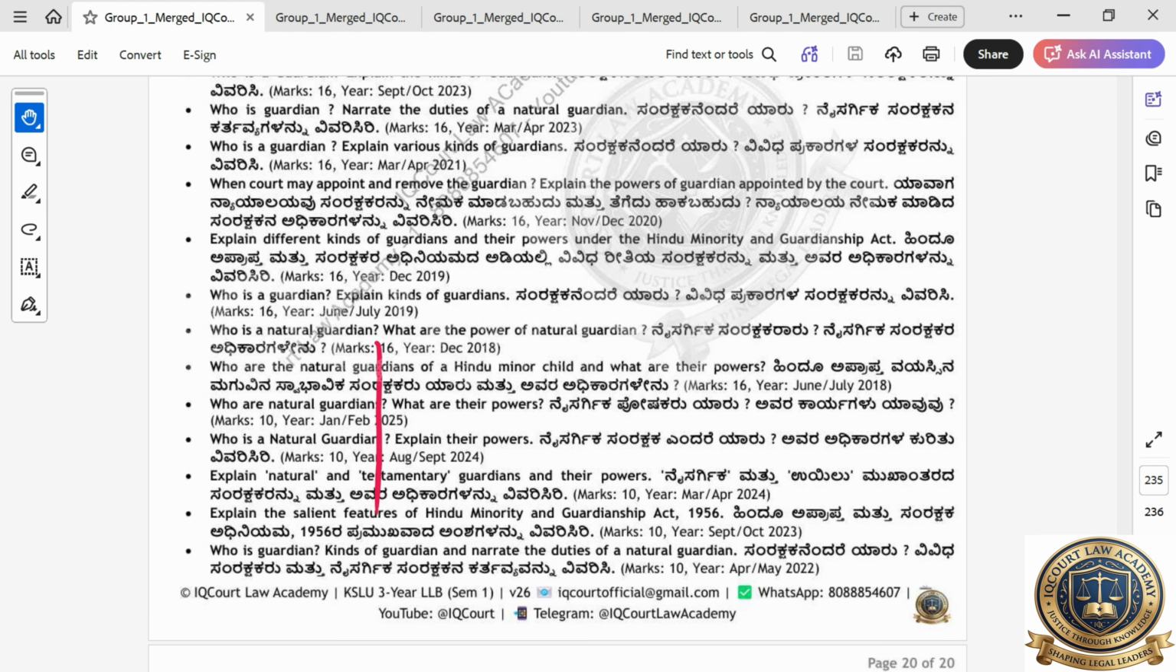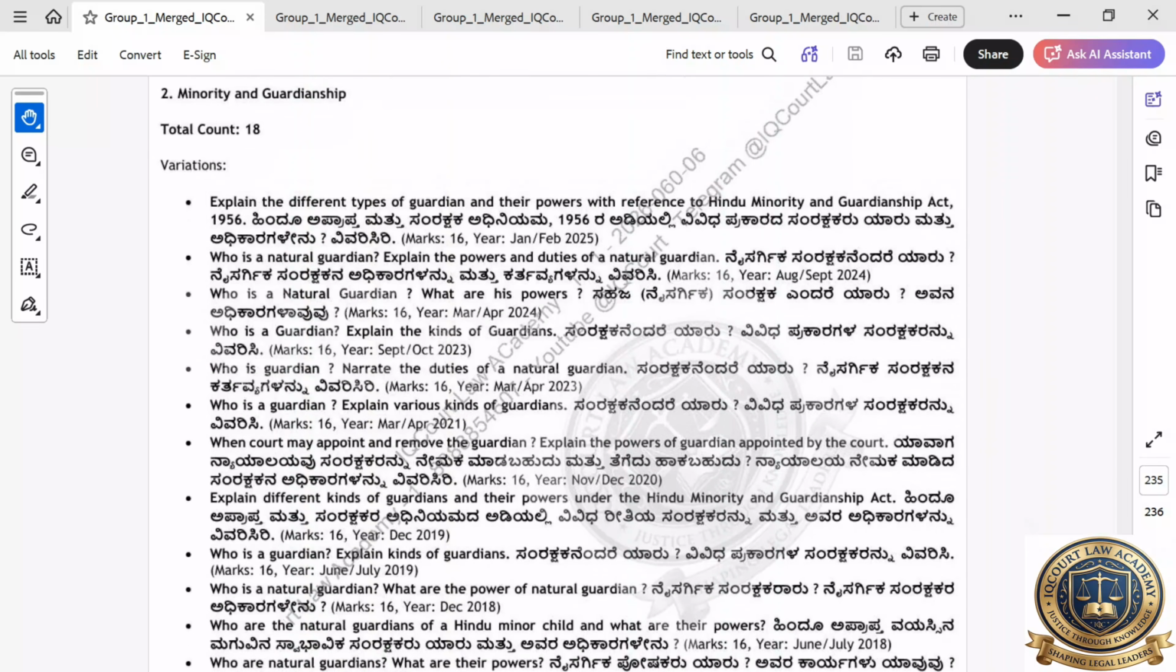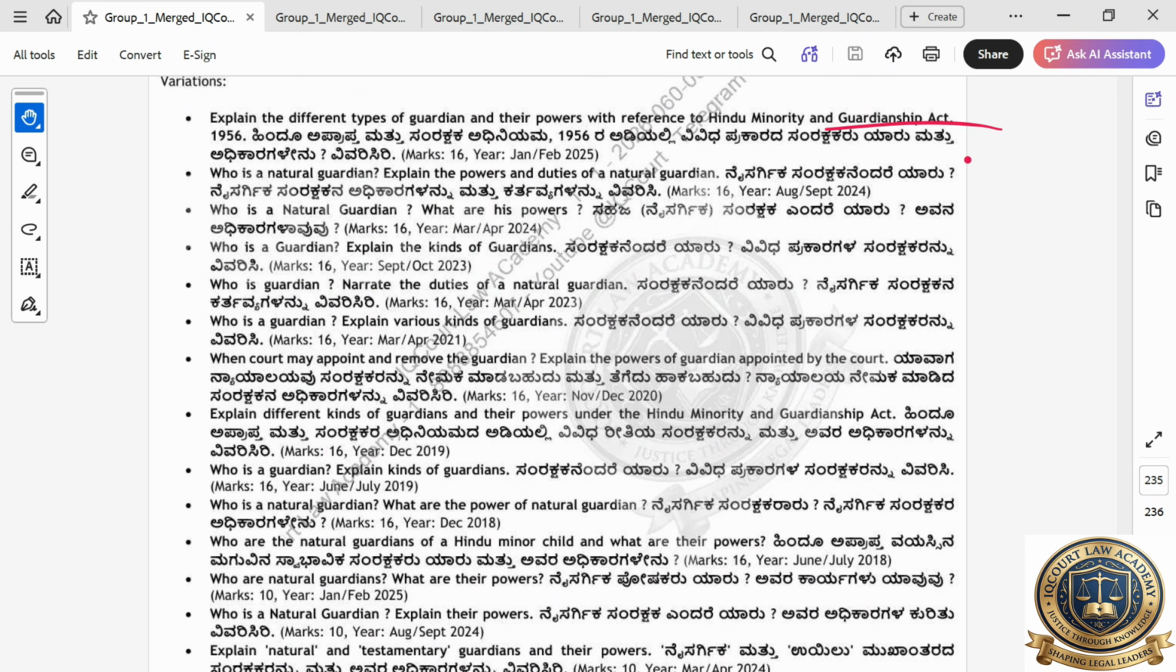By the court. Who is the natural guardian? What are the powers of a natural guardian? They will ask in various ways. Natural guardian, Guardianship Act. So they will be asking about different kinds of guardians.